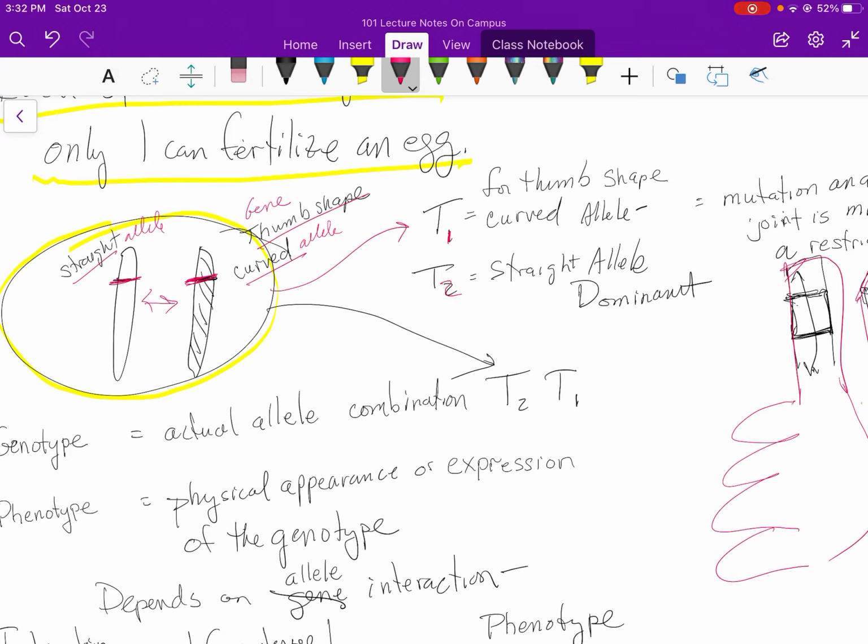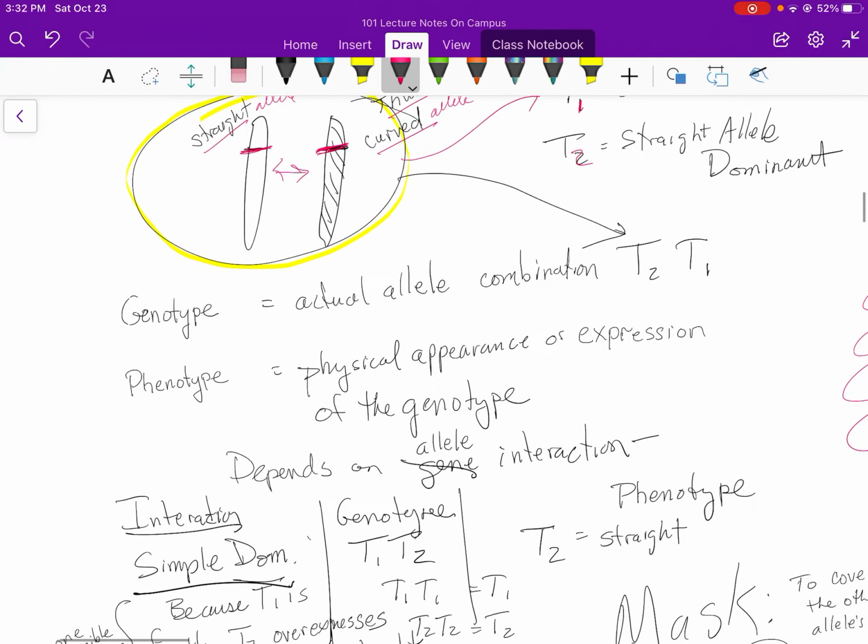Of course, if an individual has both alleles, because they're heterozygous for this particular trait, they can't show both curved and straight. It's not like your right hand is curved and your left hand is straight. These two alleles interact in some way and generate your phenotype. And so that interaction is what I want to talk about today.